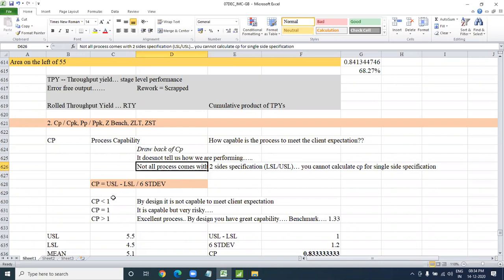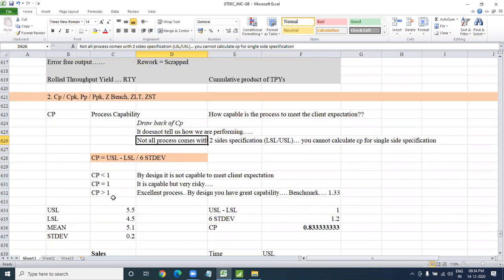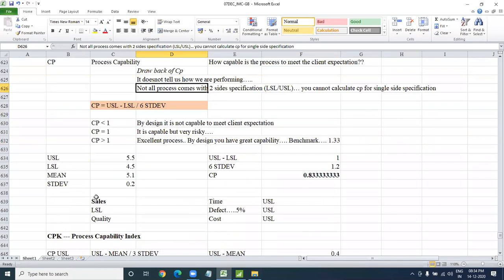So there are a lot of metrics we talked about which just have single side specifications. We talked about some of them like sales. You get a lower limit: minimum sales required, minimum quality required.